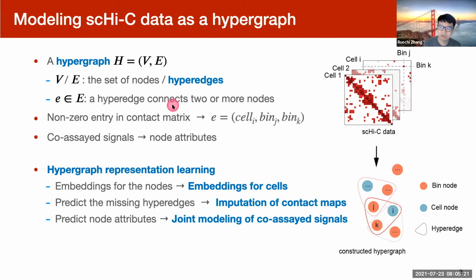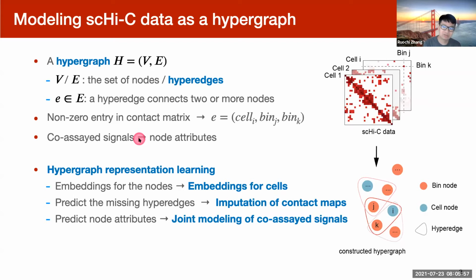So here we would model the single-cell Hi-C dataset as a hypergraph consisting of two types of nodes: the cell nodes, which correspond to each single cell, and the bin nodes, which correspond to each fixed size genomic bin. And every non-zero entry in a contact matrix would be modeled as a hyperedge connecting the corresponding one cell node and two bin nodes. And when co-assay signals are present, we would model them as the node attributes.